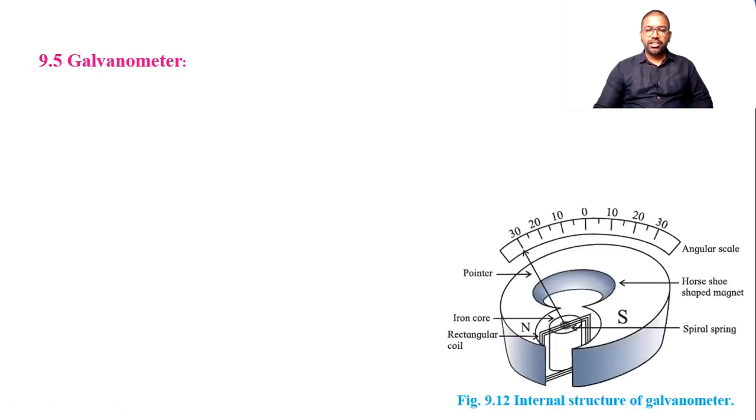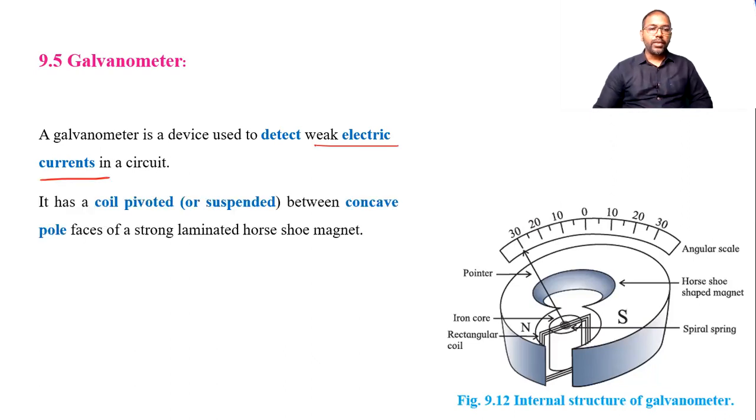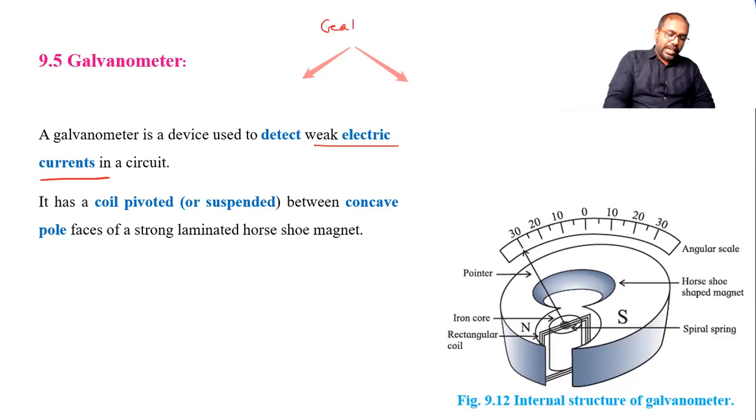So you can see an internal structure of the galvanometer in a diagram. This galvanometer has the ability to detect weak current also. So it has two types. Basically, a galvanometer has two types. First one is pivoted coil and second one is suspended coil. Means here we can say that the galvanometer is classified into two types.